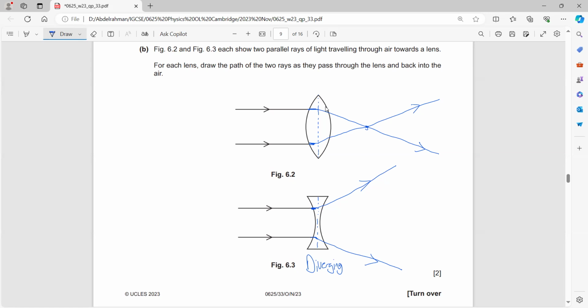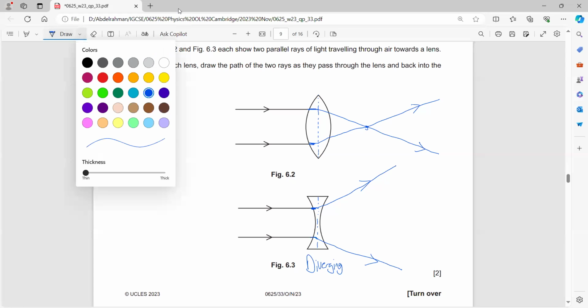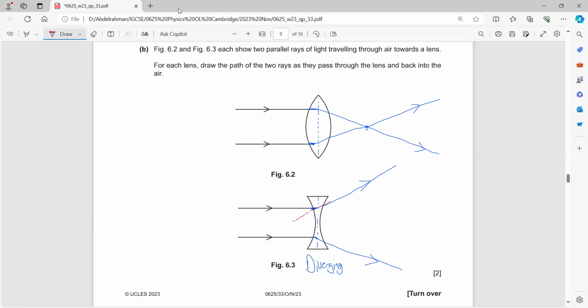And if you'd like, you can extend this line as a straight line, and they will eventually meet behind the lens. But you're not really required to draw this in this question.